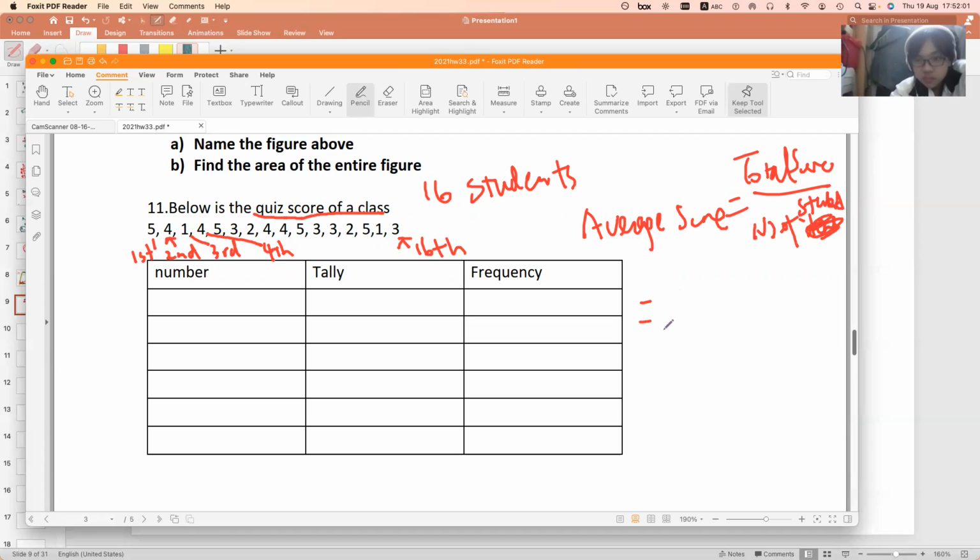How do you get total score? Your answer is 16. Is it 16? Is it 16 for total score? No. Huh? Yes or no? Yes. The total score is 16.